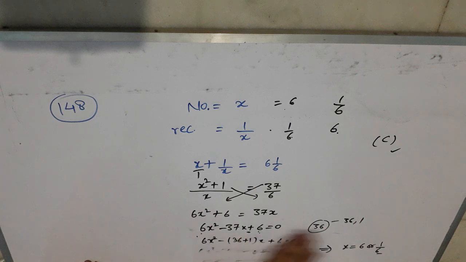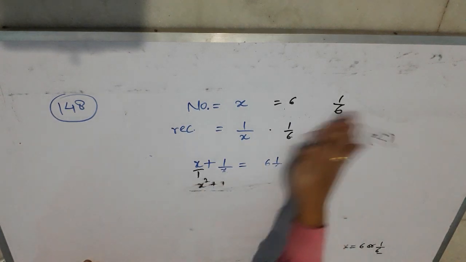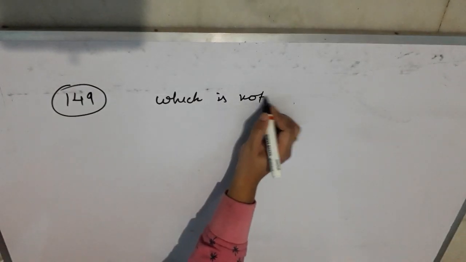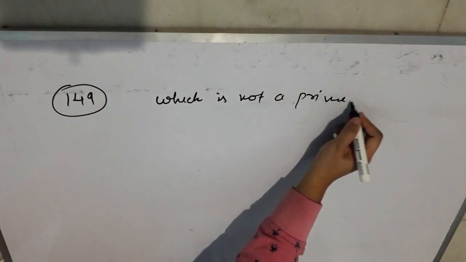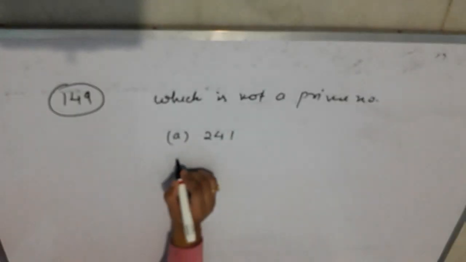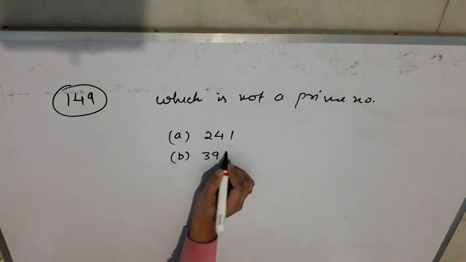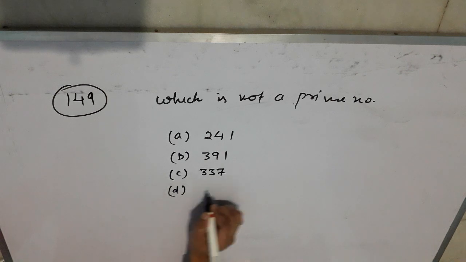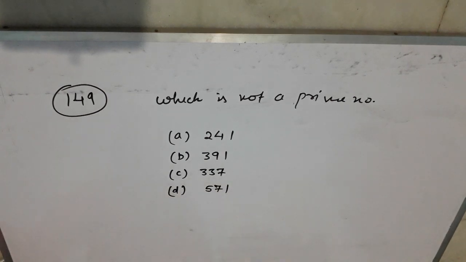Now let's move on to the next question, which is 149. It is asking which of these is not a prime number. They're giving you four options: A 241, B 391, C 337, D 571.